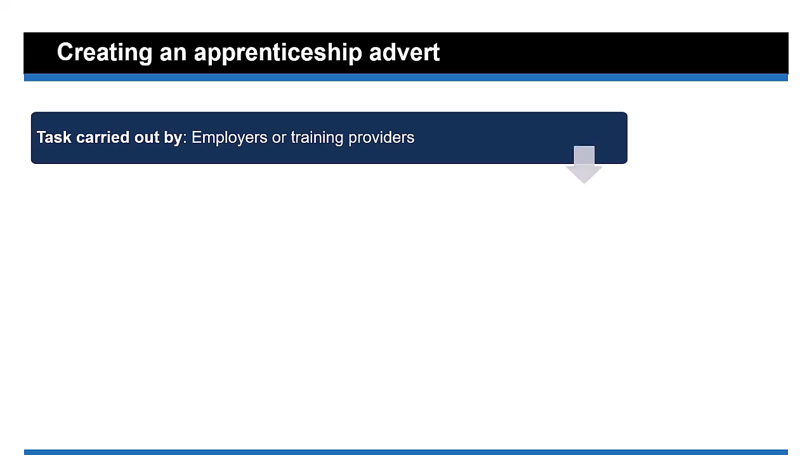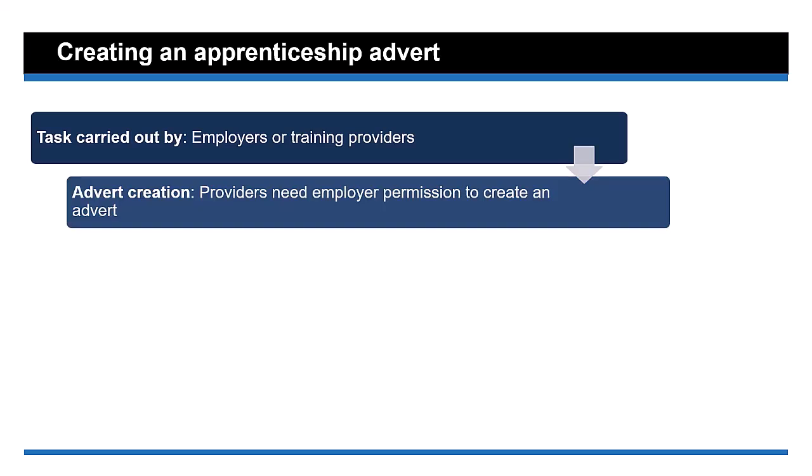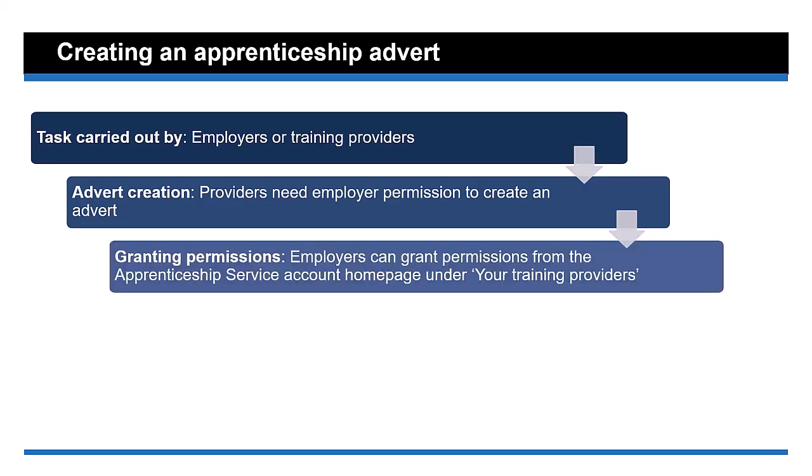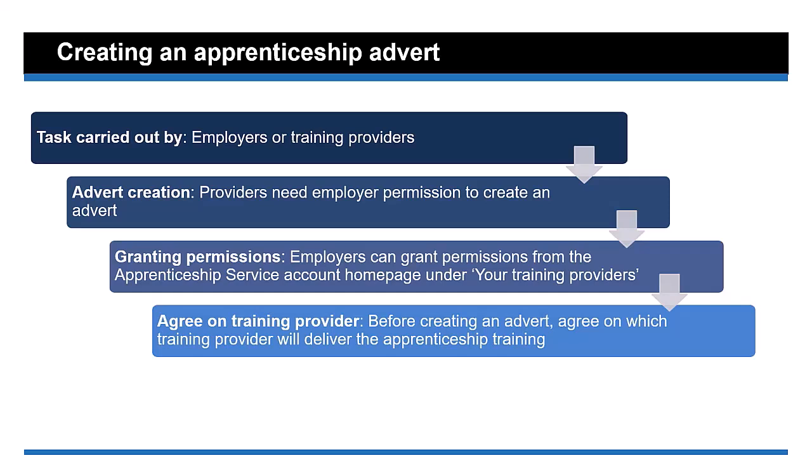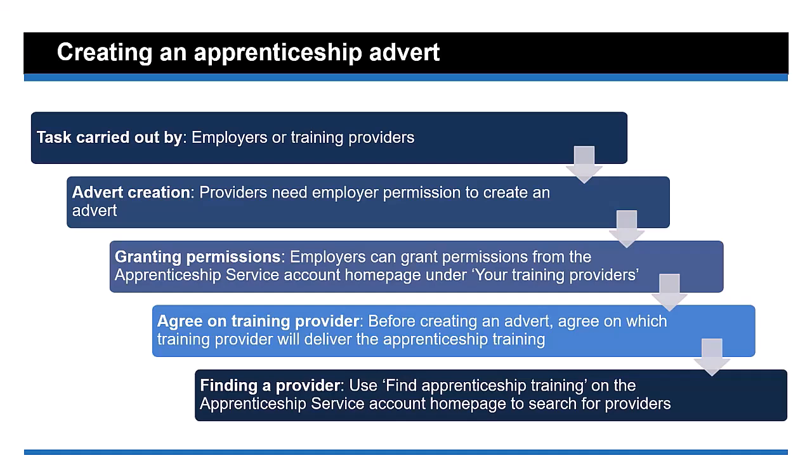When providers create an advert on the Apprenticeship Service, they need an employer to have given them permission to do so. Employers, you can grant permissions to providers from your Apprenticeship Service account homepage under your training providers. Before you create an advert, you will need to agree which provider will deliver the apprenticeship training. If you don't already have a training provider identified, you can find a provider to deliver your apprenticeship training directly from within your Apprenticeship Service account under Find Apprenticeship Training.